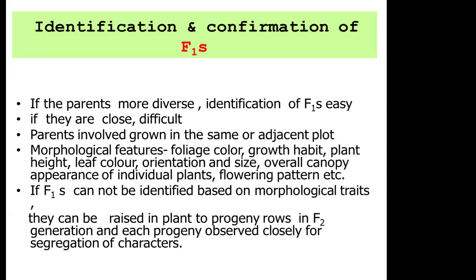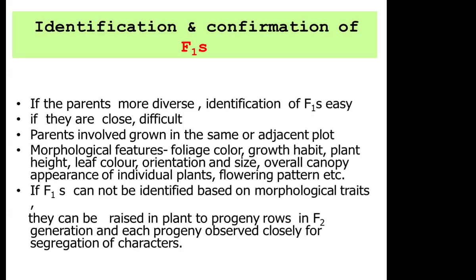Identification confirmation I have already explained, but if parents are more diverse, identifying F1s is very easy. If they are very close, it is very difficult even for experienced people. Generally, we won't advise making crosses between closely related lines or advanced breeding lines derived from the same cross. Unless it is very necessary, for example if there is a small hitch, then you can think of developing NILs or RILs. But it is always better to choose parents which are more diverse.